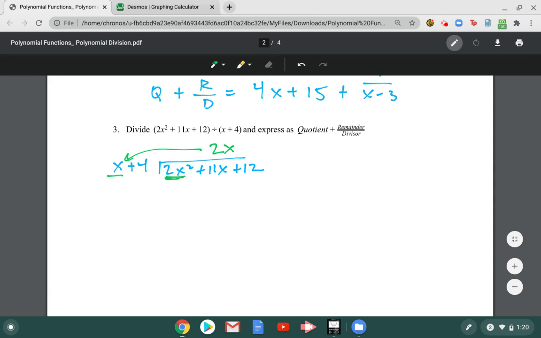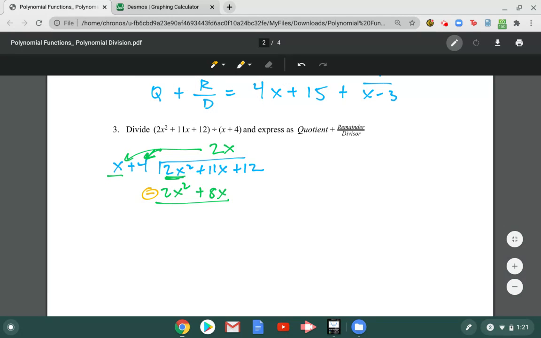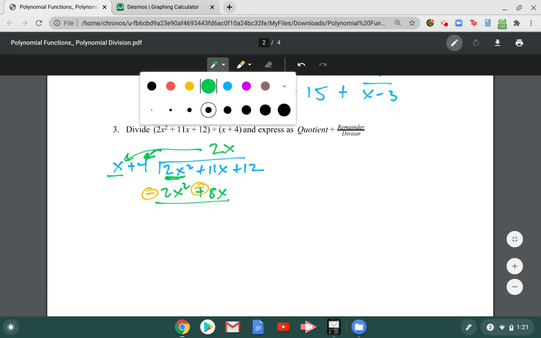Let's go ahead and multiply this through. 2x times x is 2x squared. Those should match. And then 2x times the 4 is plus 8x. I need to subtract these, so I'm changing the signs in front of both of those. And this is going to give me 2x squared minus 2x squared, that's 0.